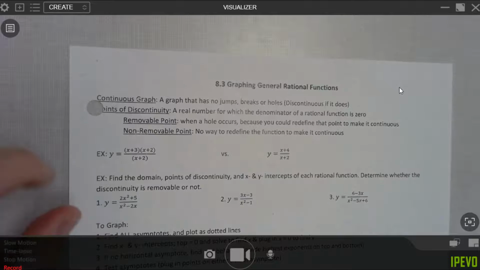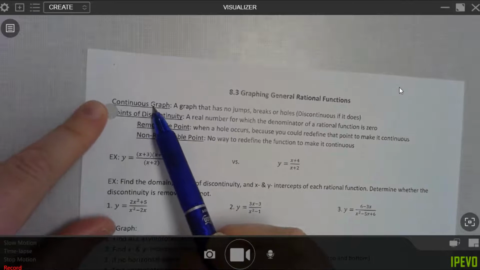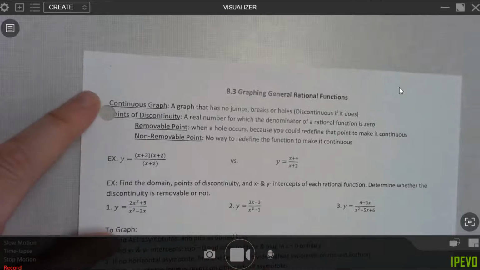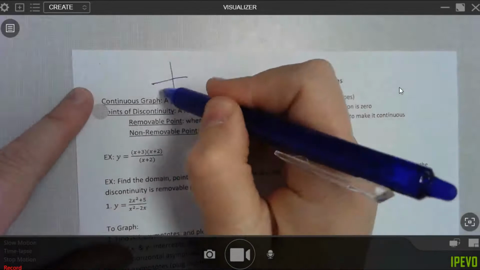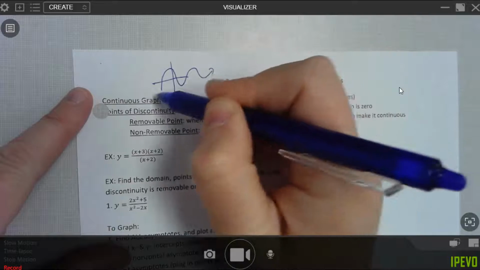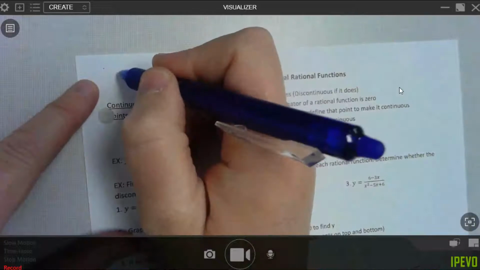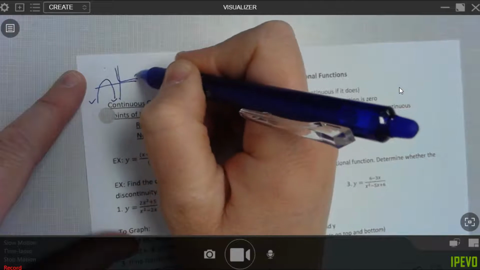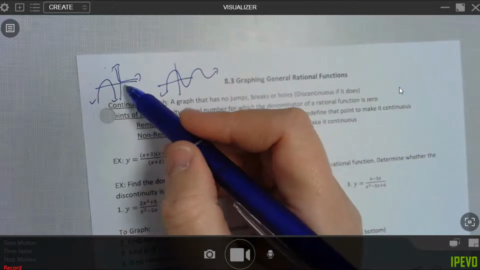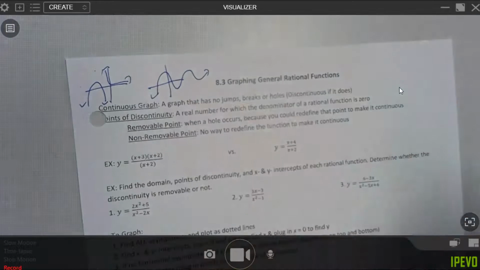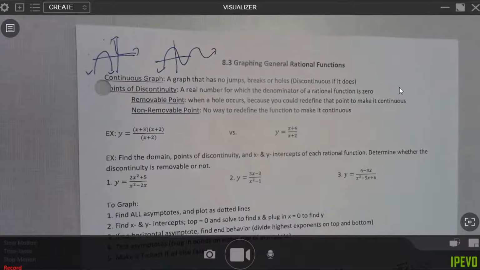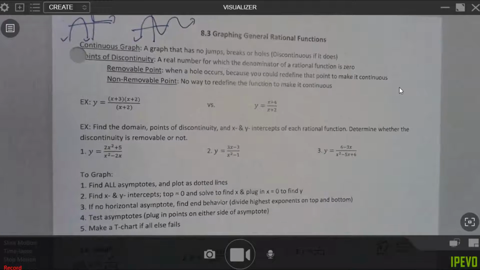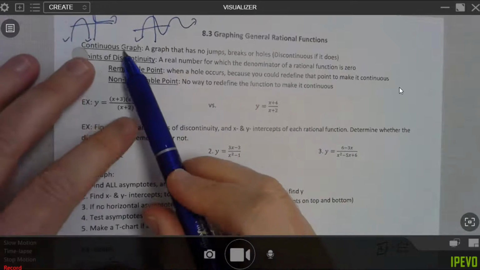Okay, so a continuous graph is a graph that has no jumps or breaks. Like if I was drawing a graph and I drew it like this, that would be continuous because I didn't have to pick up my pencil. So this one right here, that's not continuous because I had to pick up my pen to go from one part of the graph to the other part. There's a much more sophisticated definition when you get into higher level math, but for now, that's good enough for you to know that if you have to pick up your pencil, then it's not continuous.